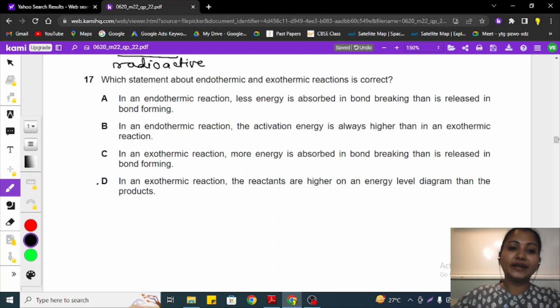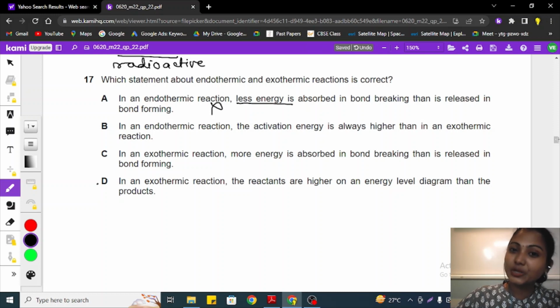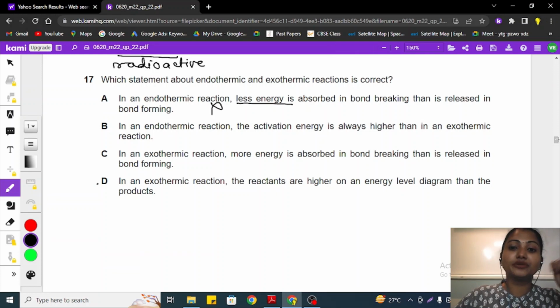Which statement about endothermic and exothermic reaction is correct? Endothermic reaction, less energy is absorbed. No. More energy is absorbed in the bond breaking than it is released in the bond formation. More energy is required. This is not it. In endothermic, the activation energy is always higher. No, it's vice versa. You require that for exothermic, not for endothermic. In exothermic reaction, more energy is absorbed in bond breaking than it is released.